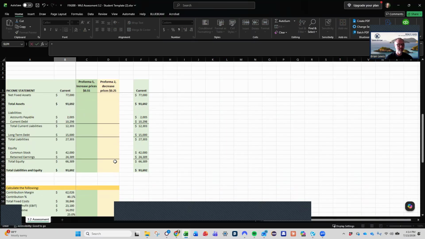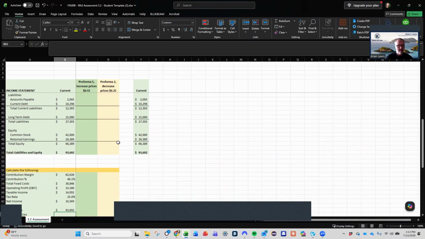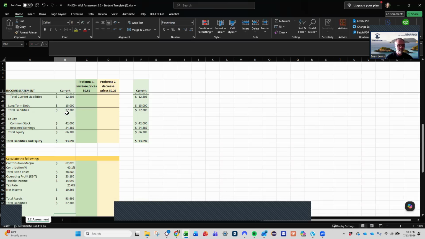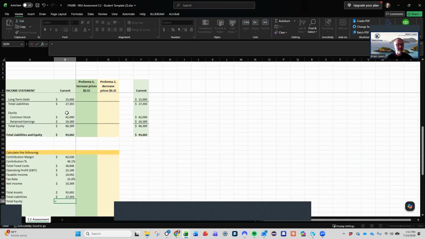Now, total assets, that's easy. We're just going to pull this up right there. And total liabilities is easy. That's right there. And total equity is easy. Total equity right there.